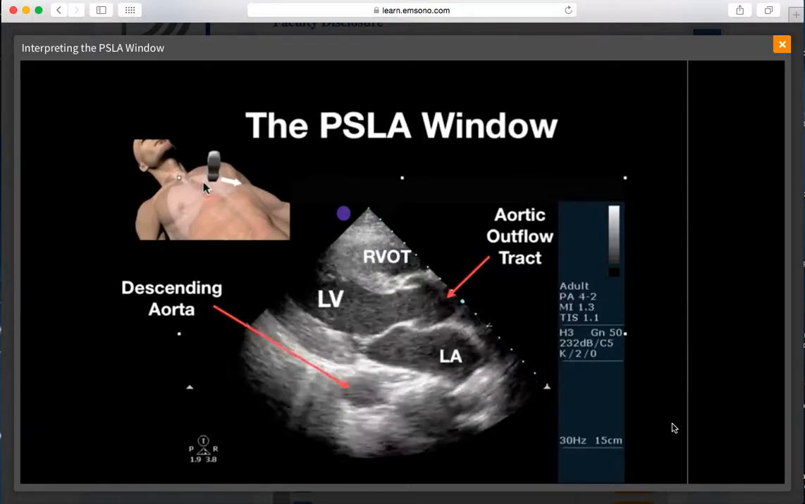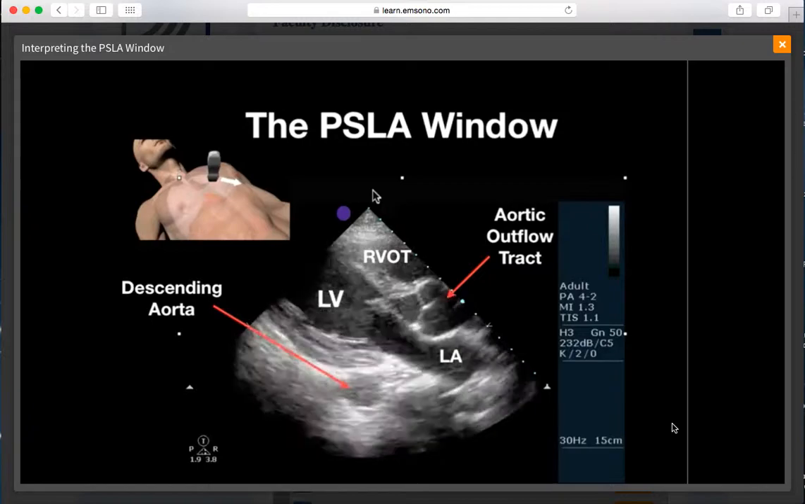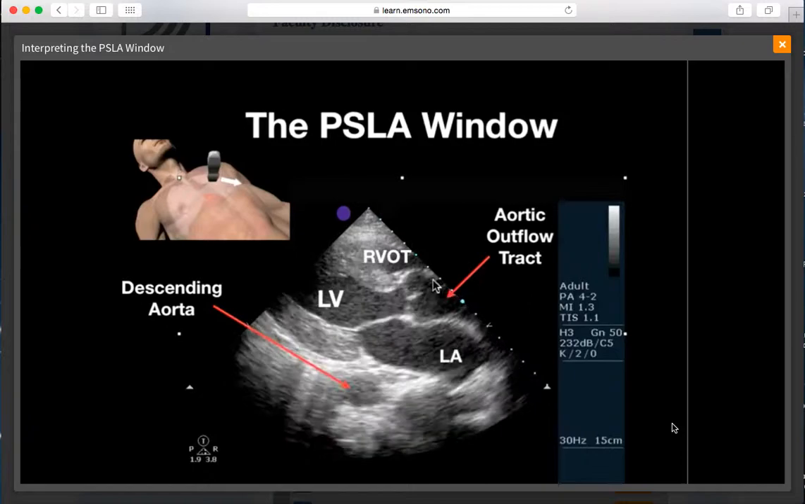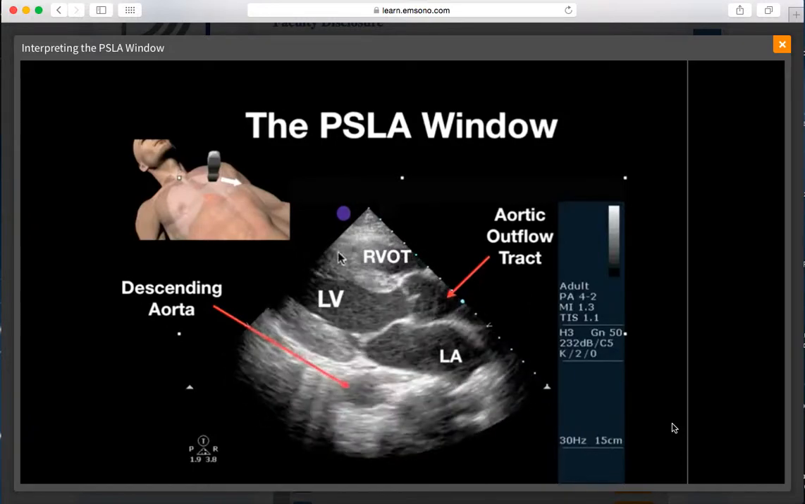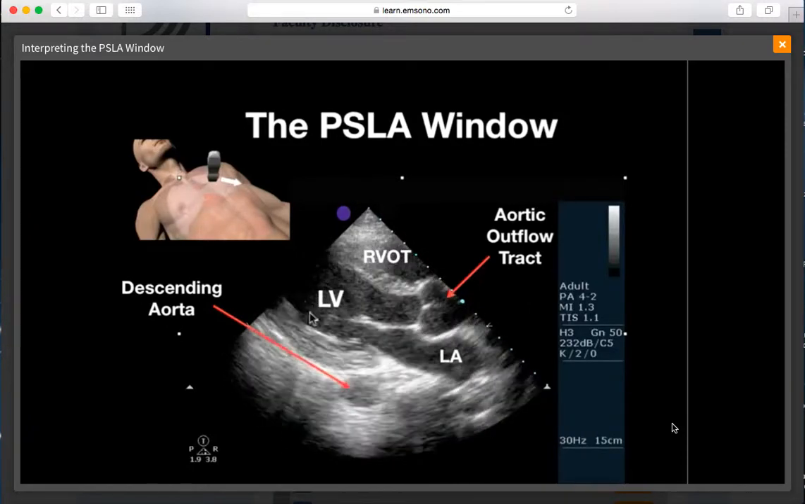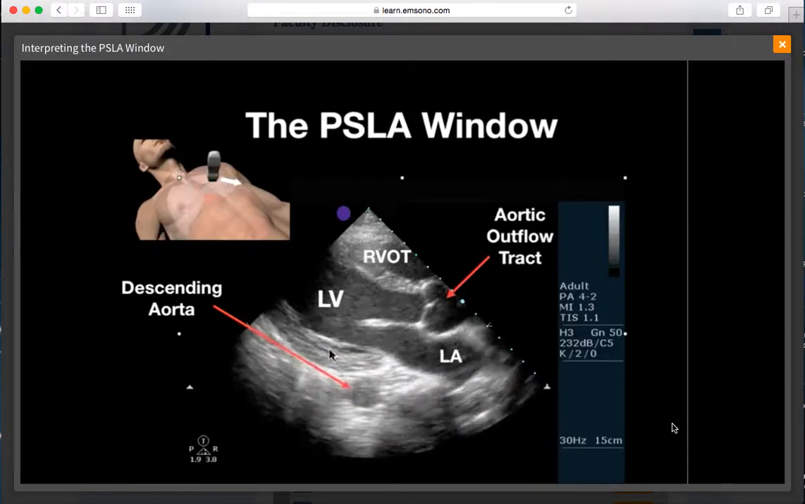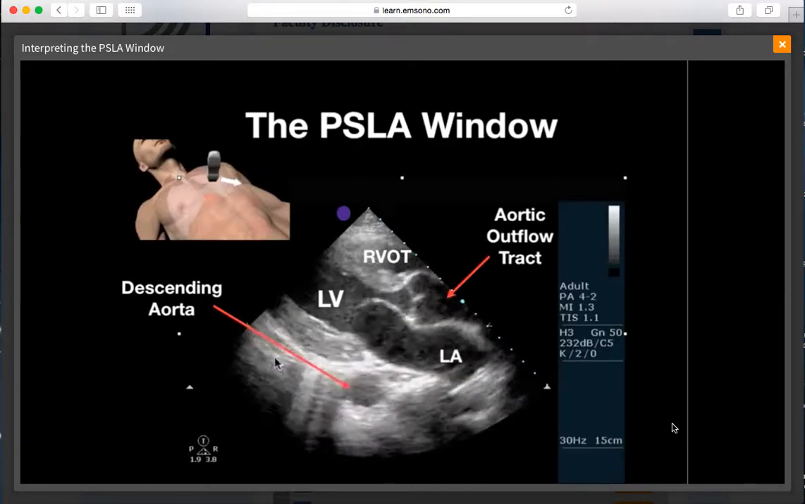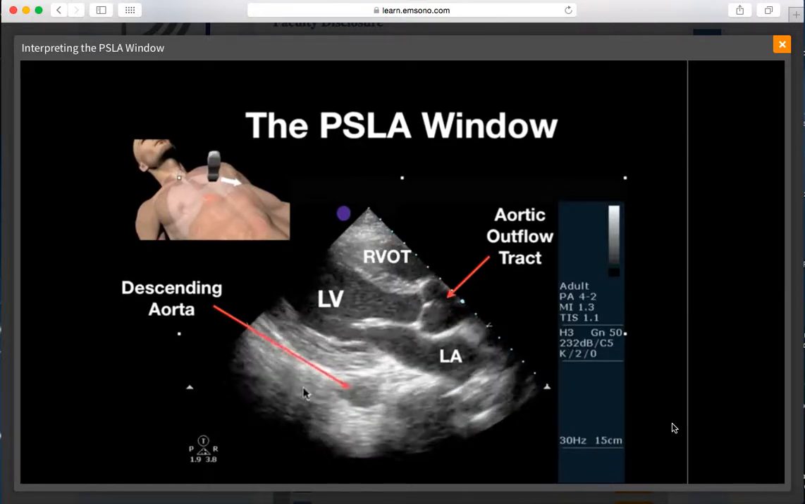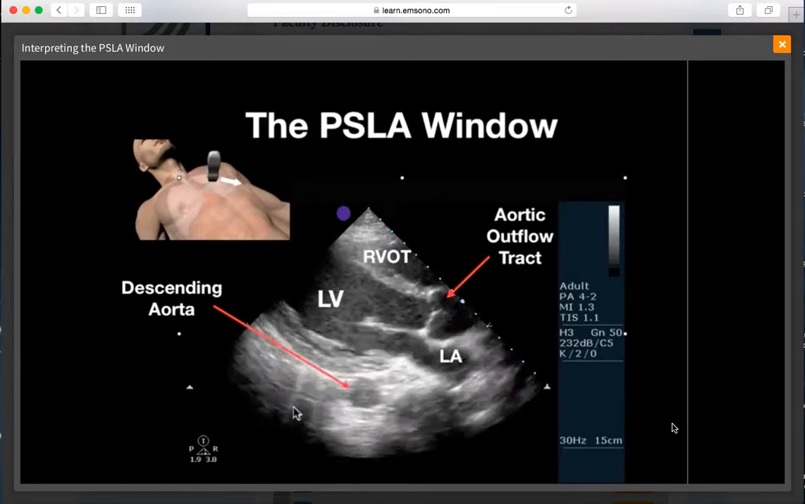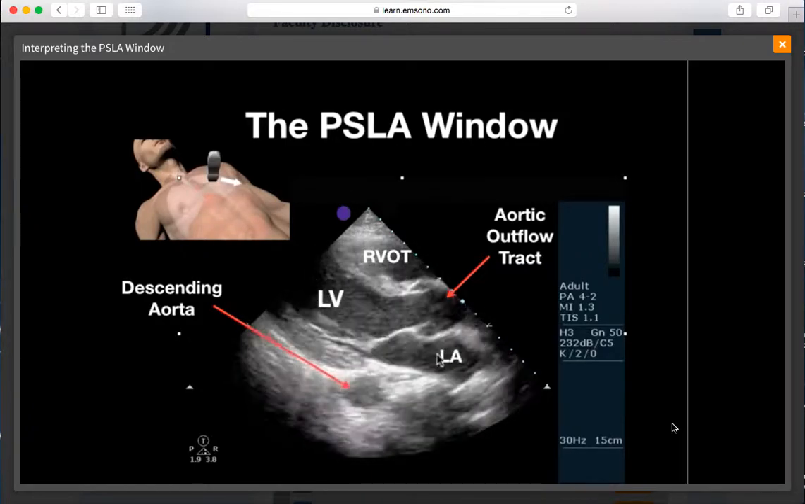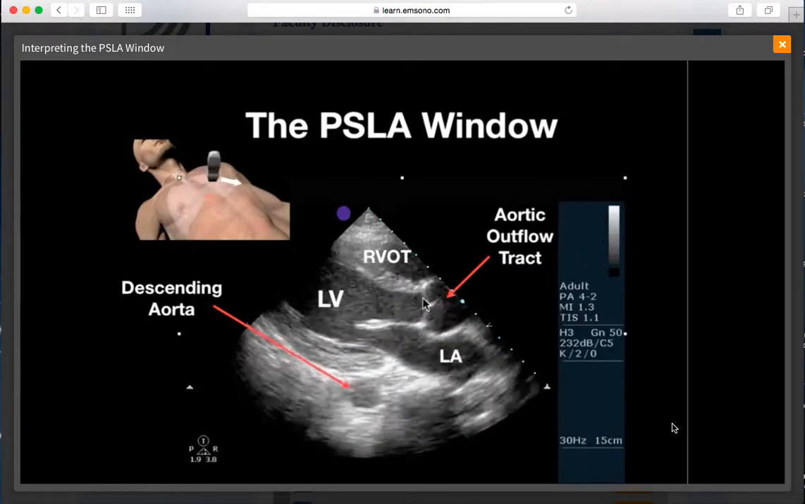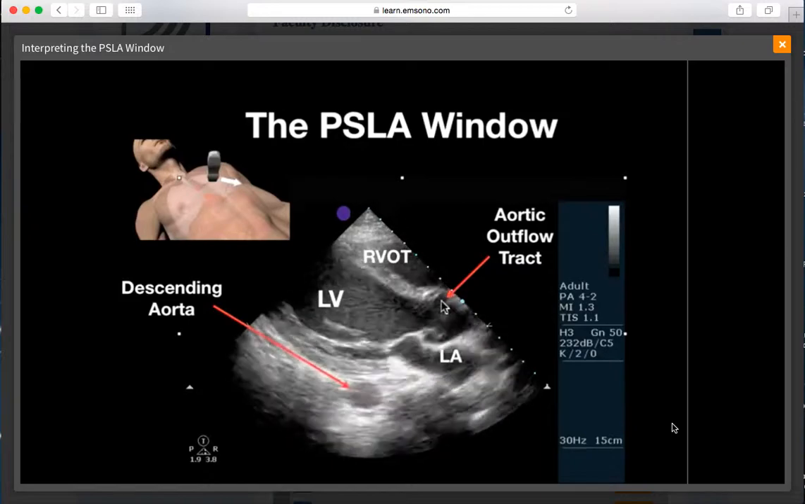You can see the following image orientation: anterior, posterior, foot, head. You've got right ventricular outflow tract, intraventricular septum, left ventricle, posterior wall of the left ventricle, descending aorta, left pleural space with comet tails or ring down seen from air in the lung, left atrium, anterior leaflet of the mitral valve here opening, aortic valve, and aortic outflow tract.